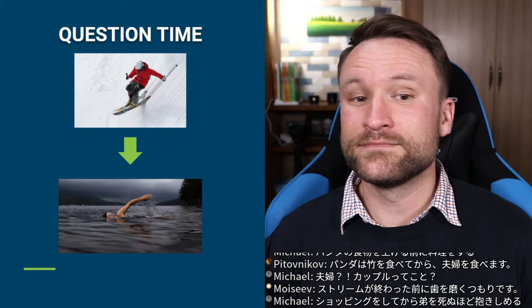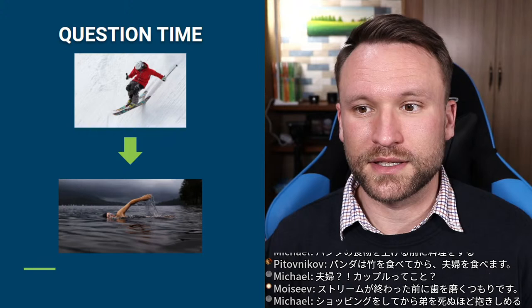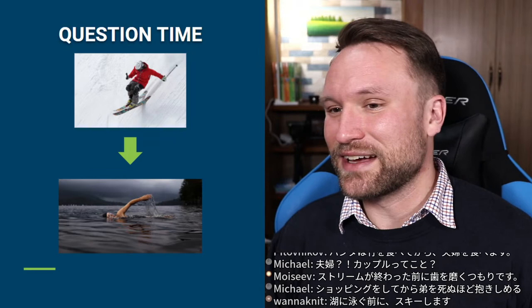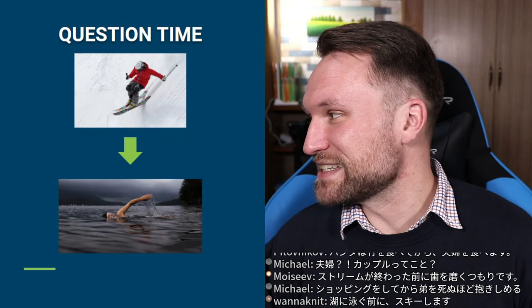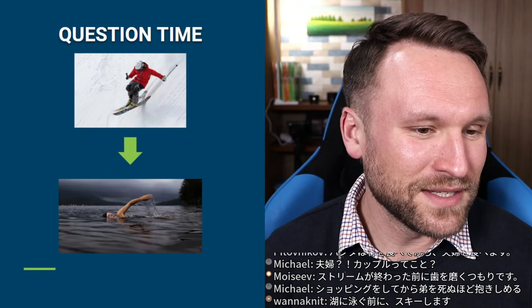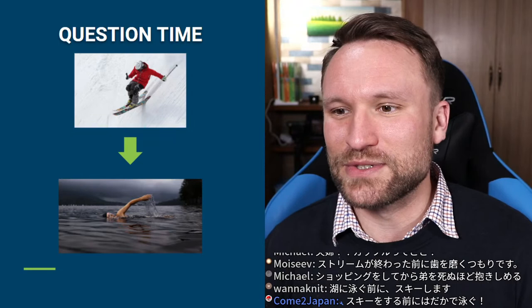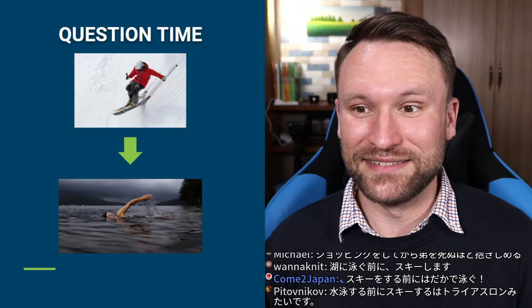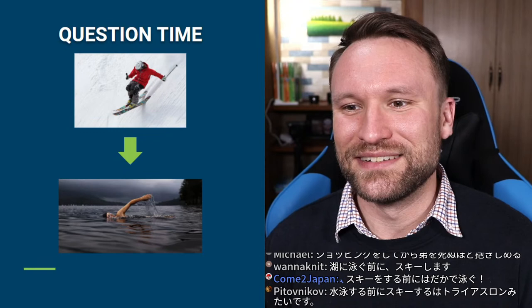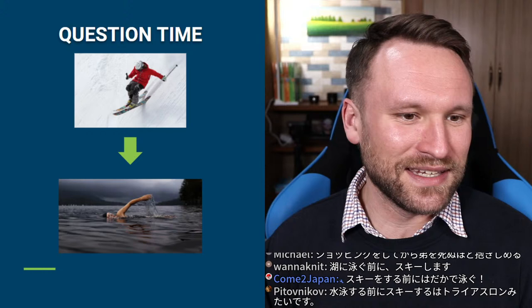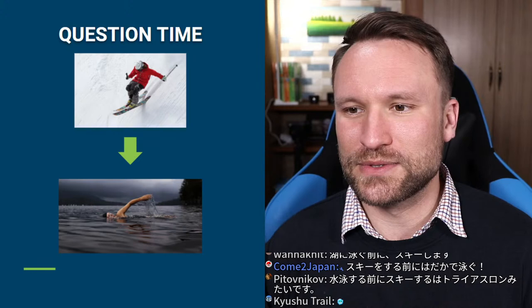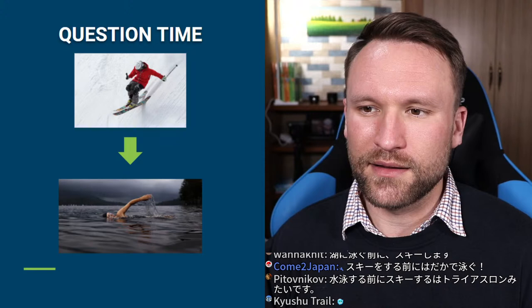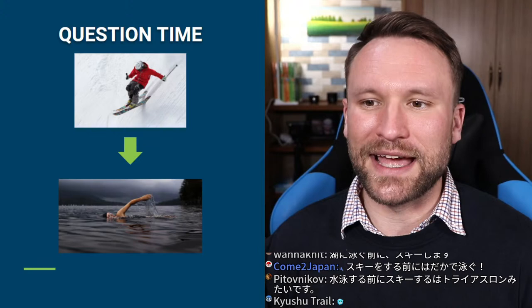湖に泳ぐ前にスキーします。その通り、スキーをする前に裸で泳ぐ。水泳する前にスキーするはトライアスロンみたいです。ナイスナイスナイス。Just missing that no there, right after する。Otherwise, excellent sentence.